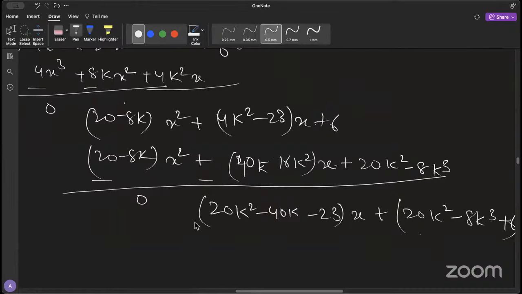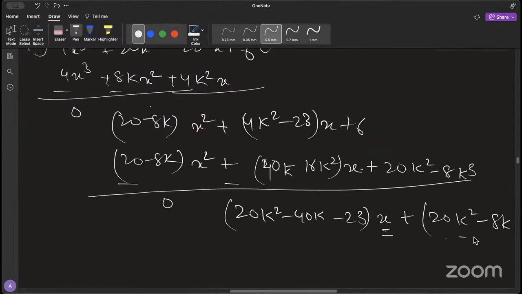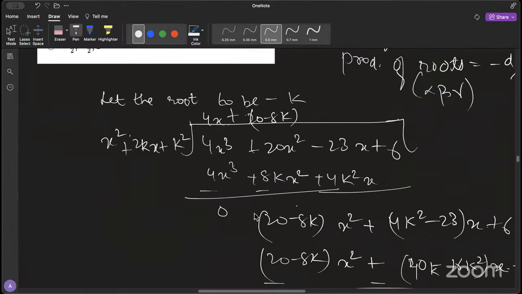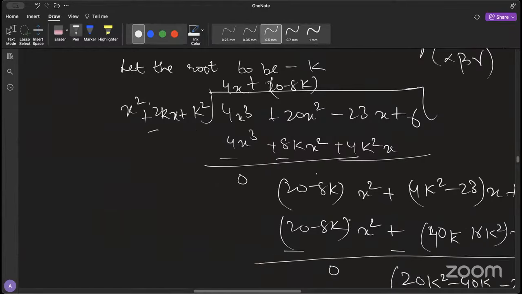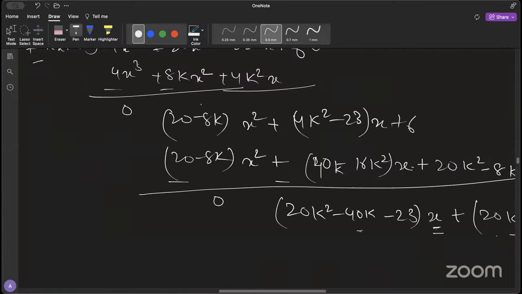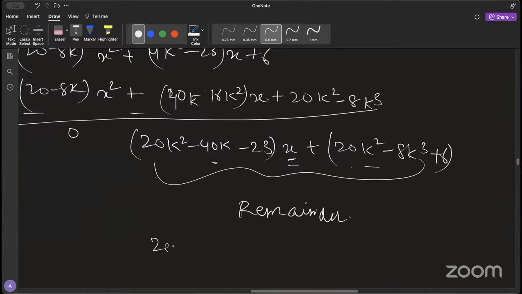Now this is the remainder, right? Because now you have the terms in x and a constant one. This is in x, this is in constant. So this is a linear remainder now. And we can't go beyond that, right? Because the degree here has become less than 2. That means this is the remainder. So you need to equate this remainder to 0. If you equate this, you will have 20k square minus 40k minus 23 equals 0.